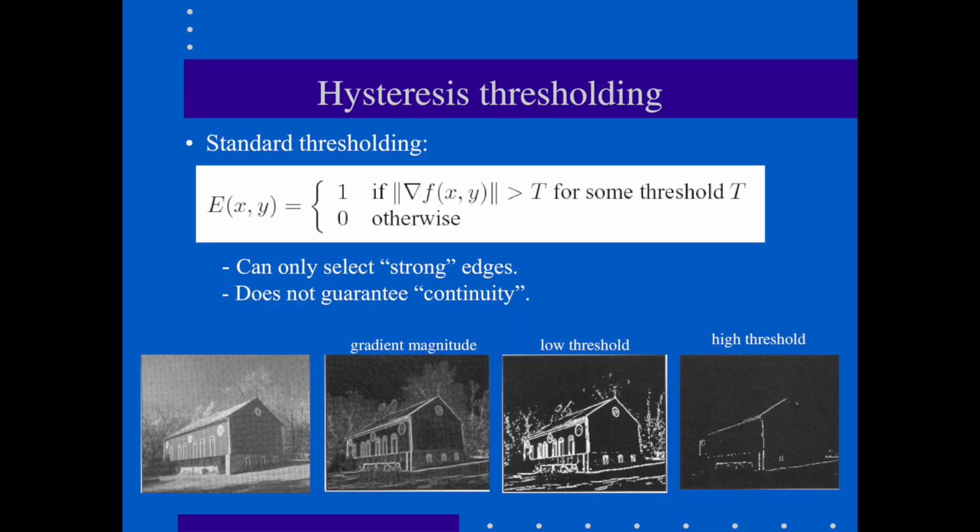Standard thresholding is given as E of x,y is equal to 1 if del f of x,y is greater than t for some threshold t, or 0 otherwise. Here it can select only strong edges, and it does not guarantee continuity. As given in the figure below, the first figure shows the image, the second one is the gradient magnitude, the third one is the low threshold, and the fourth one is the high threshold image.